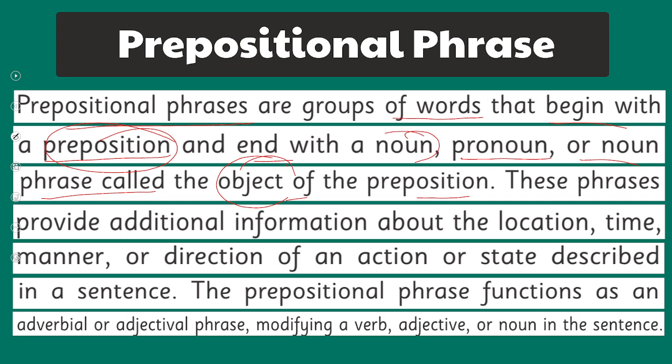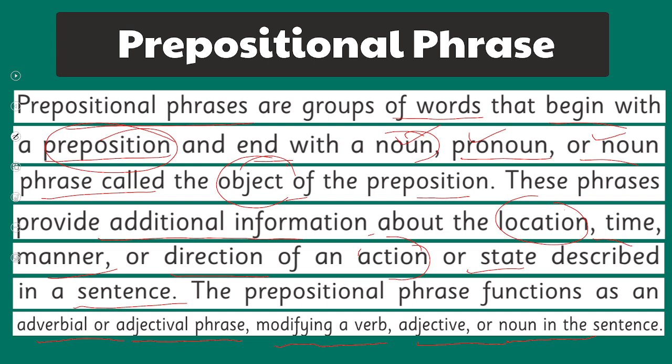Alright, and the object can be a noun, it can be a pronoun, and it can also be a noun phrase. This is how you make your prepositional phrases. These phrases provide additional information about the location, time, manner, or direction of an action or state described in a sentence. So, just like prepositions tell us about direction, time and location, prepositional phrases also do the same thing. The prepositional phrase functions as an adverbial or adjectival phrase modifying a verb, adjective, or noun in the sentence.